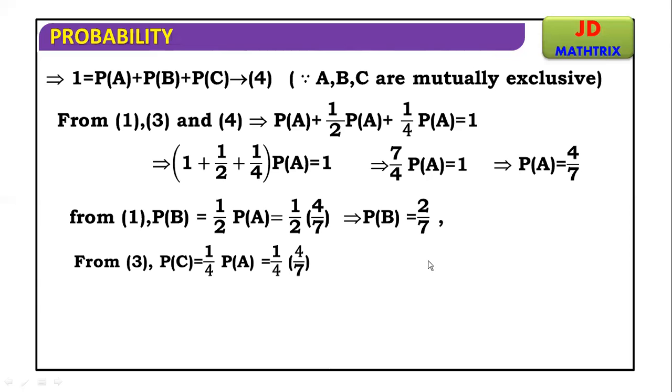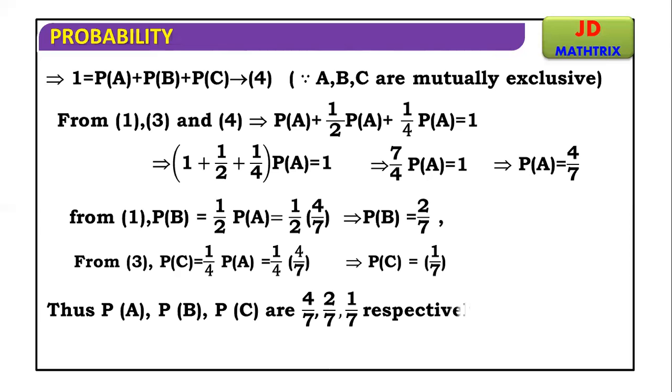Next, P of C is equal to 1 by 4 into P of A. That is 1 by 4 into 4 by 7. That implies P of C is equal to 1 by 7. So therefore, P of A, P of B, P of C are 4 by 7, 2 by 7, 1 by 7 respectively. So these are the respective probabilities of the horses winning the race.